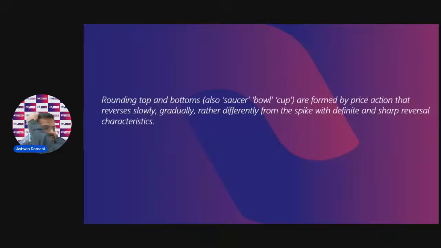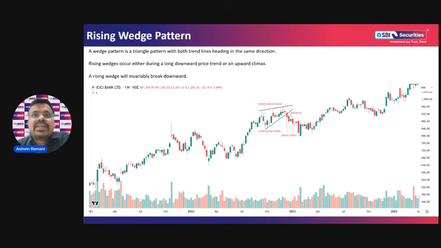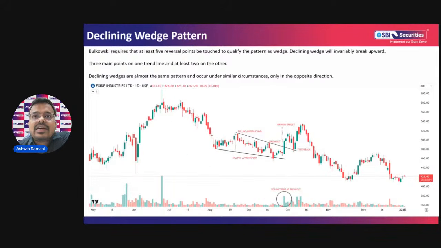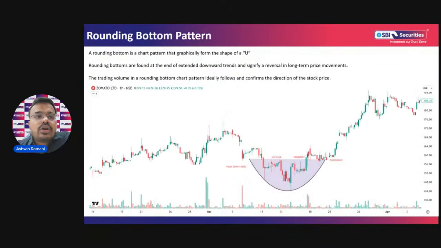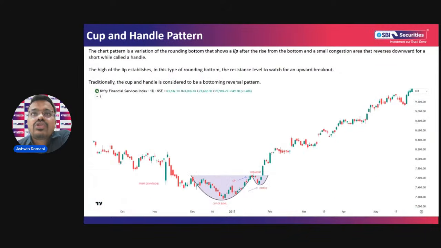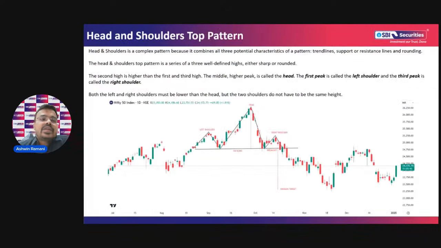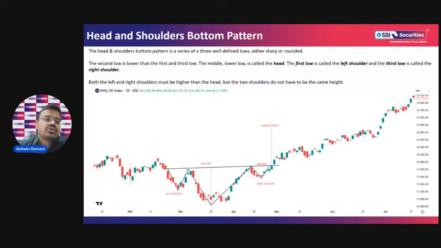So until now, we discussed around 6 patterns. The first pattern that we discussed was rising wedge. Then we discussed declining wedge. Then we saw rounding top. Then we saw rounding bottom. Then we saw cup and handle. Then we saw a head and shoulders top. And then we also saw head and shoulders bottom as well. All good until now? Are you all with me in the session?